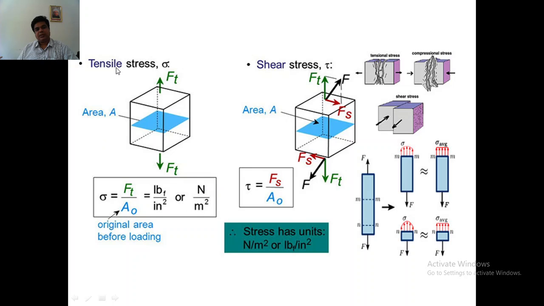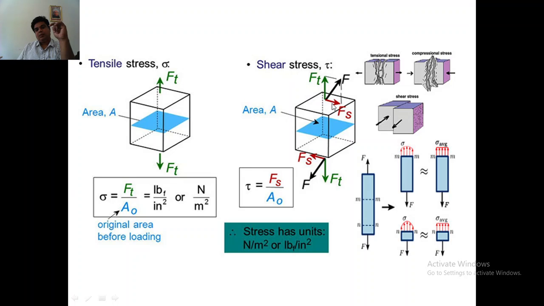Since this is the tensile force, I can call this tensile stress. Similarly, I have what is called shear force. One more thing you have to remember here is that tensile force is acting perpendicular to the surface area of the material. So this is the cross sectional area or the surface area, and the tensile load will be acting perpendicular to this surface or cross section.